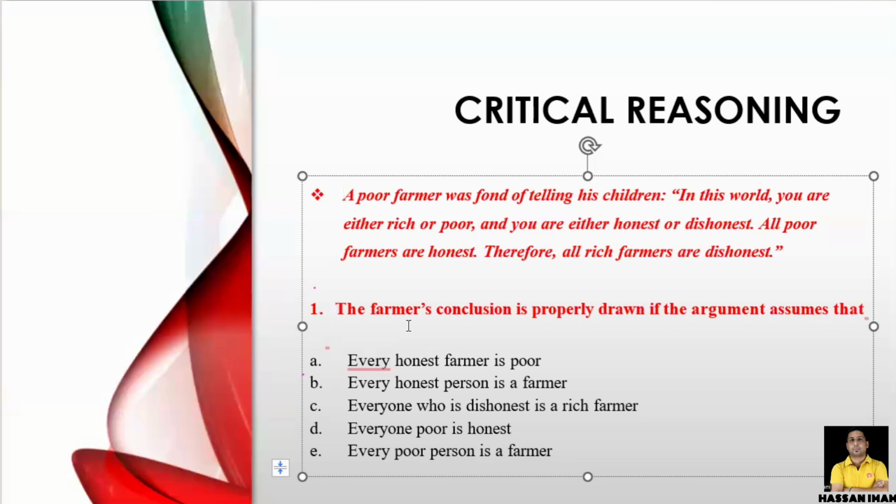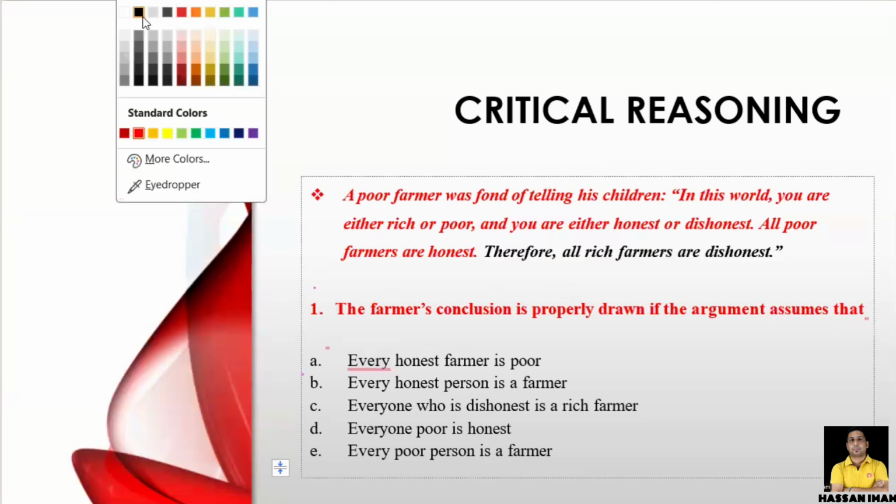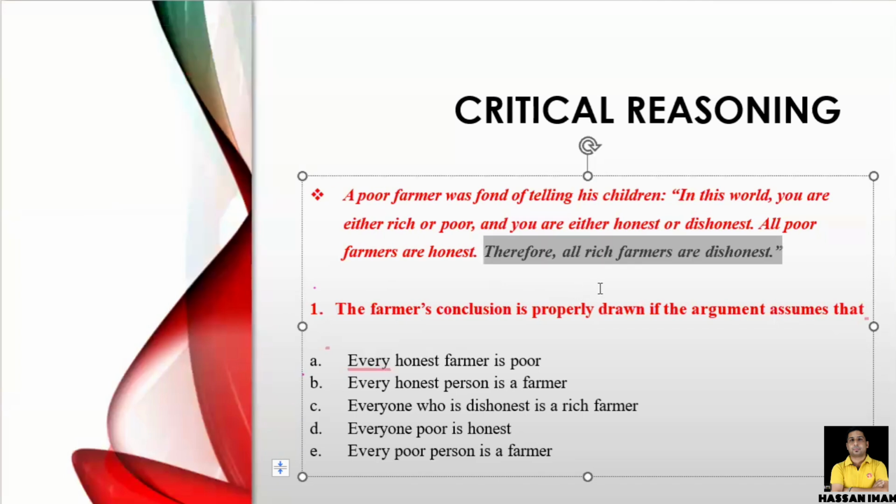So understand here. First of all, this part. Therefore, all rich farmers are dishonest. So because of therefore, I can say it can be conclusion of the passage. Fine. However, let us understand author's point of view in this passage.